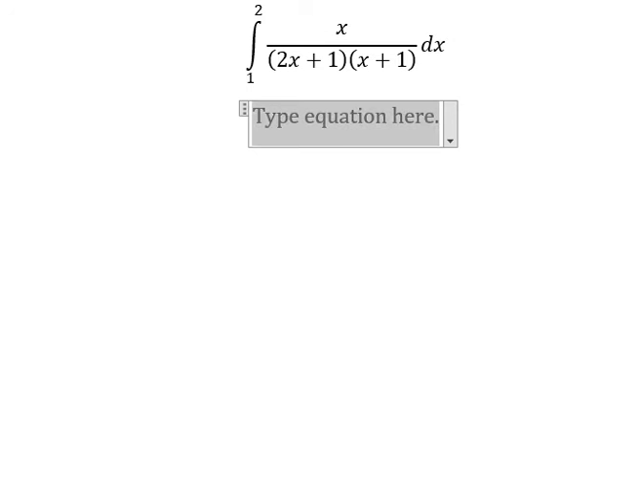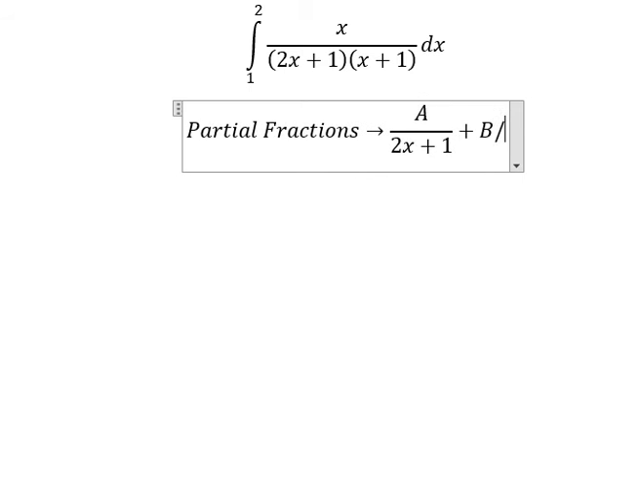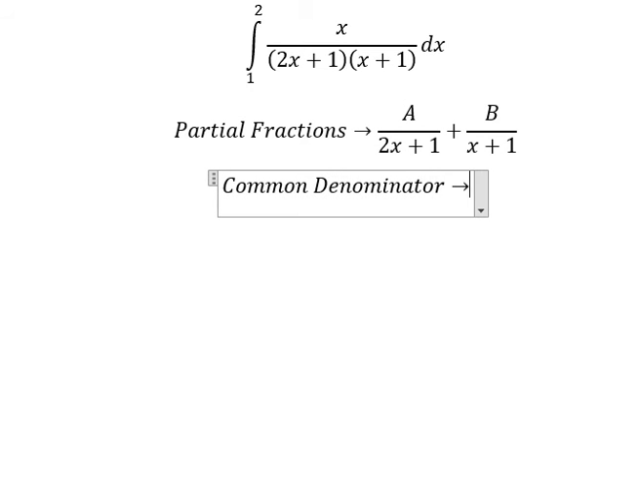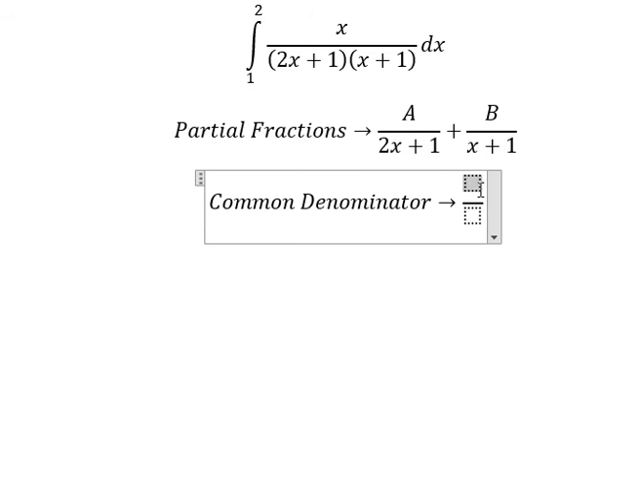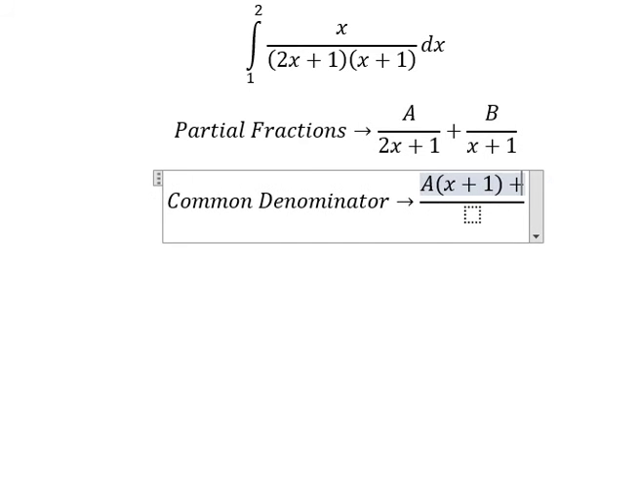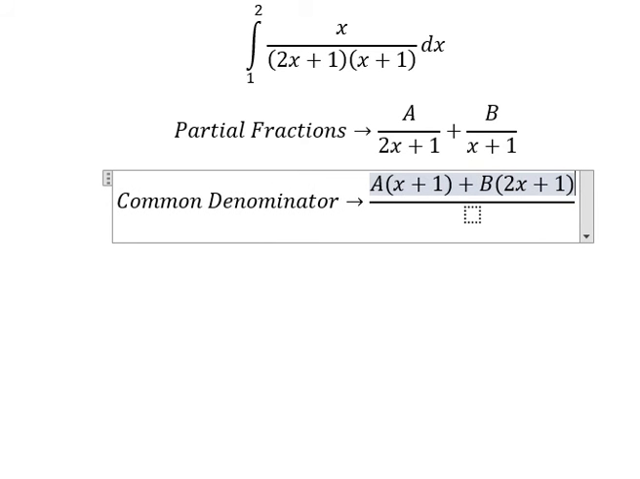We need to use partial fractions. So I will put capital A over 2x plus 1 and capital B over x plus 1. Now we do common denominator. So capital A we multiply by x plus 1, and capital B multiply by 2x plus 1, and we have the same denominator in here.